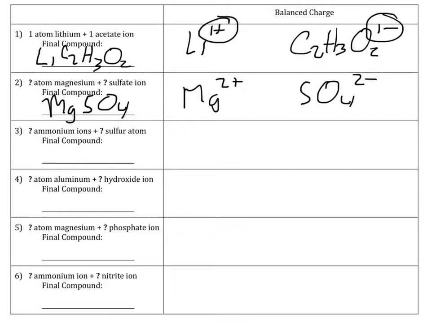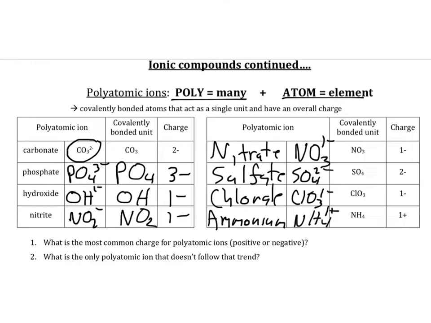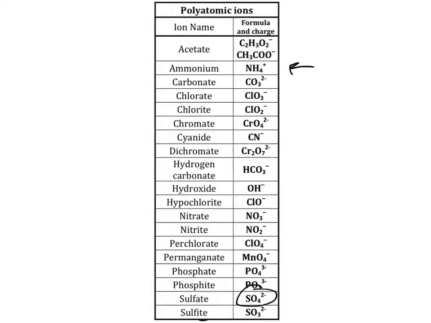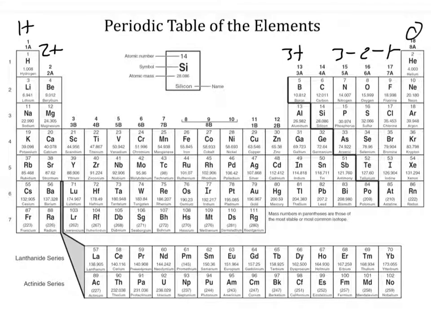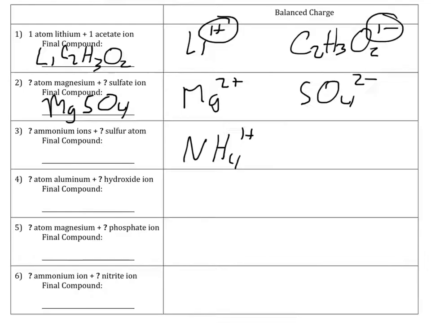All right, so let's talk about this next one. This next one's just going to have an additional little part to it, all right? So ammonium happens to be a polyatomic ion. There it is. It's NH4, 1 positive. And sulfur, if you take a look at your periodic table, here is sulfur. Sulfur is a 2 negative. So let's go ahead and add that there. So sulfur is a 2 negative.